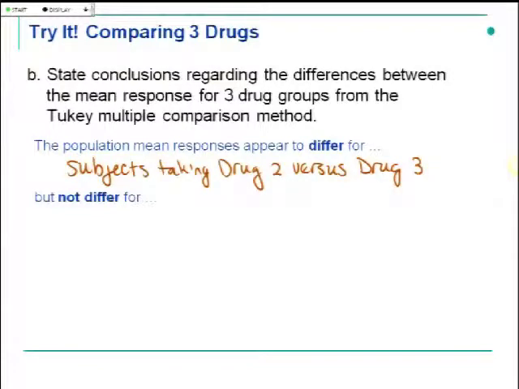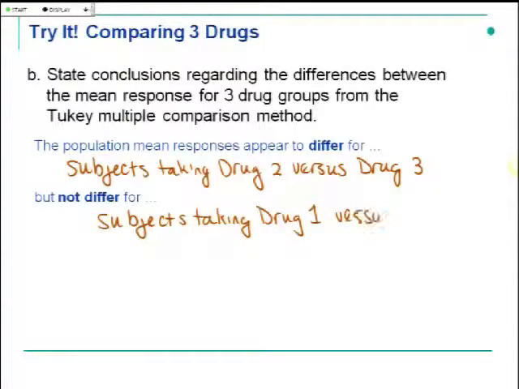But not differ for those other combinations. Not differ for subjects taking drug 1 versus drug 2. There was no difference there, nor for the comparison of drug 1 versus drug 3.